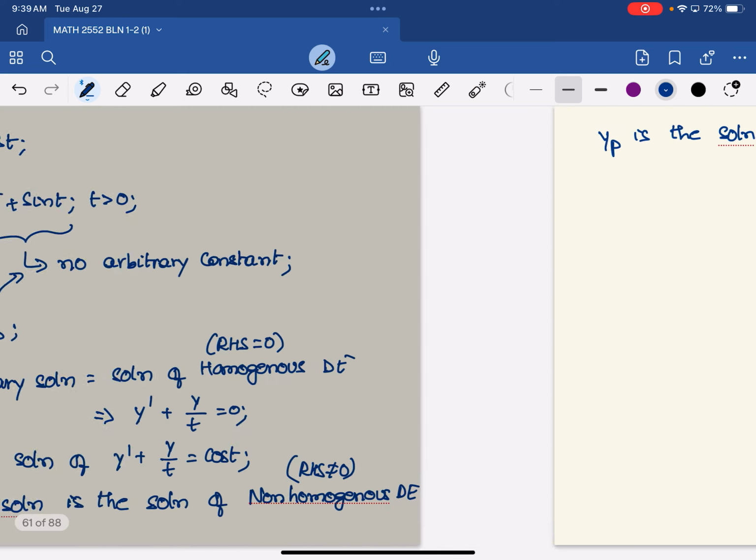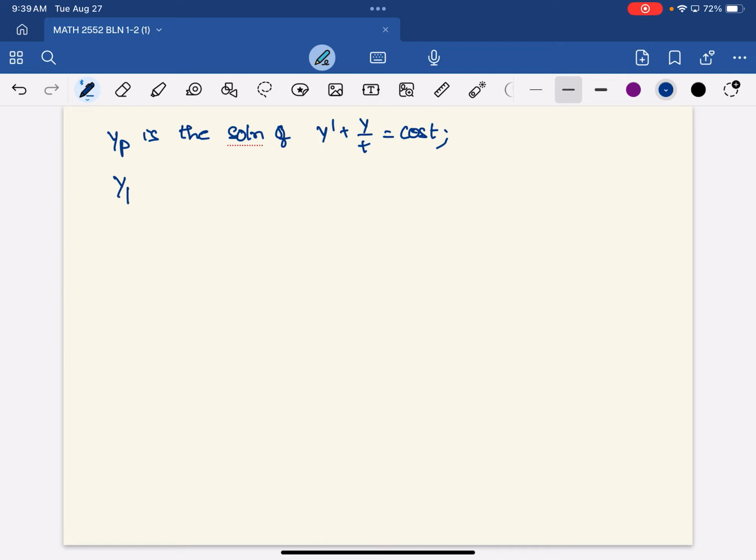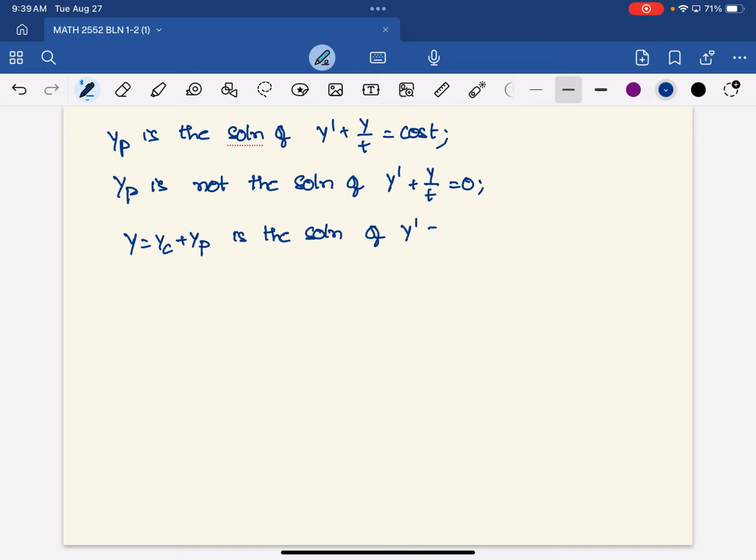So yp is not the solution of the homogeneous differential equation. Remember that yp is not the solution of y prime plus y over t equals 0. But somehow you can see that the sum yc plus yp is the solution of the problem y prime plus y over t equals cosine t.